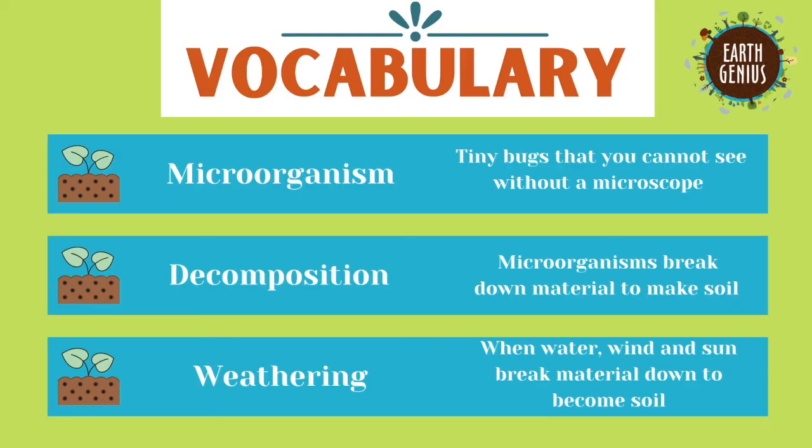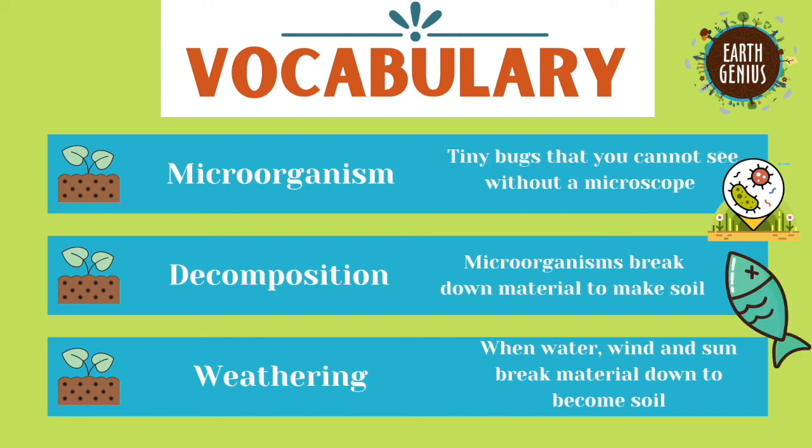While we go through our vocab today, I want you to pause after each word so you get a chance to write it down in your garden journal. Our first word is microorganism. Let's say that together. Microorganism. Microorganisms are teeny tiny bugs that you can't see without a microscope. They're that small.